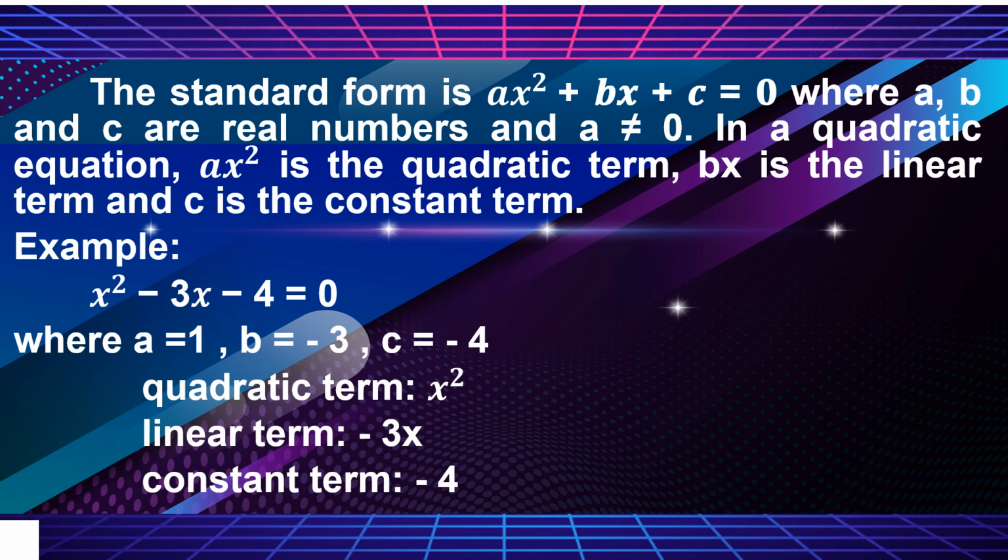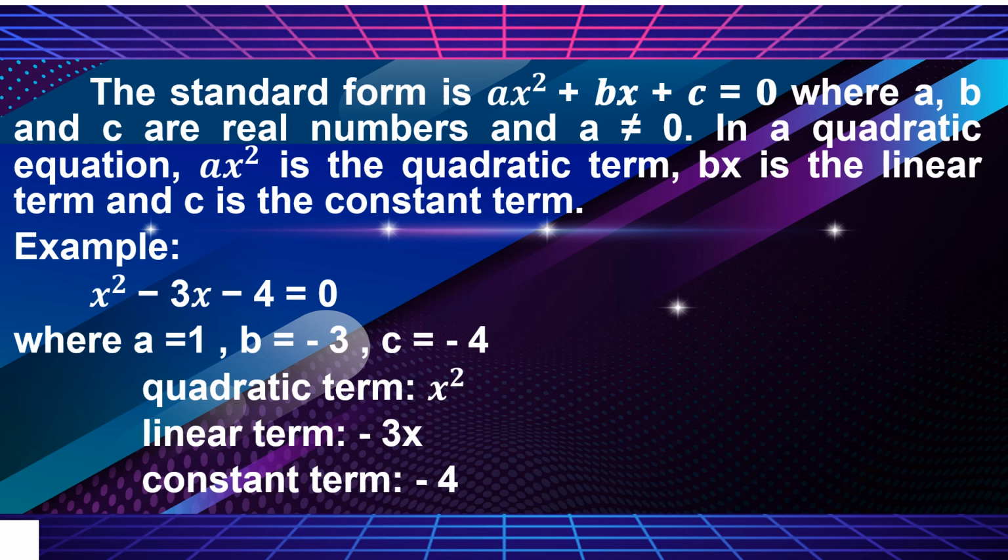The a there, which is 1, is the numerical coefficient of x squared, which is invisible. The value of b is negative 3. Negative 3 is the numerical coefficient of x. And the value of our c is negative 4. The quadratic term is x squared. The linear term is negative 3x, and the constant term is negative 4.